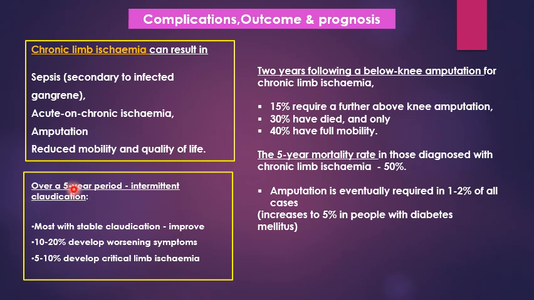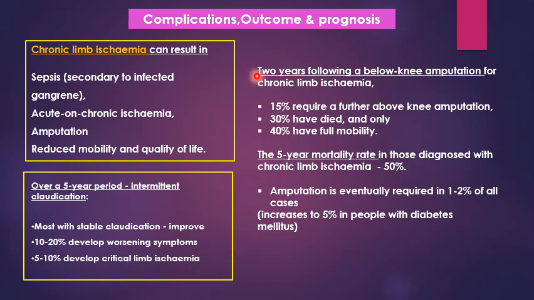Over a 5-year period, with intermittent claudication, what is the future of these patients? Most of them with stable claudication will improve. However, 10 to 20% of them develop worsening symptoms. From claudication, they may go into chronic limb ischemia or acute limb ischemia. Okay, that's another topic. And 5 to 10% develop critical limb ischemia.